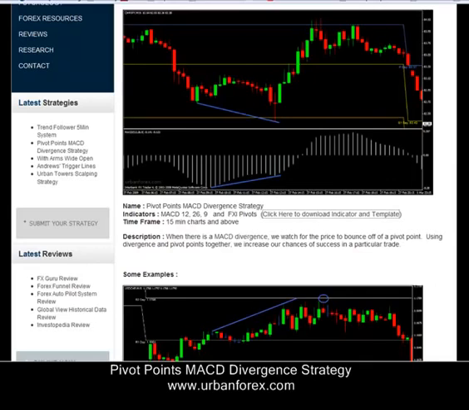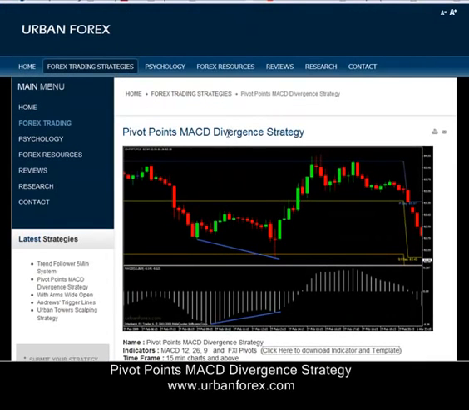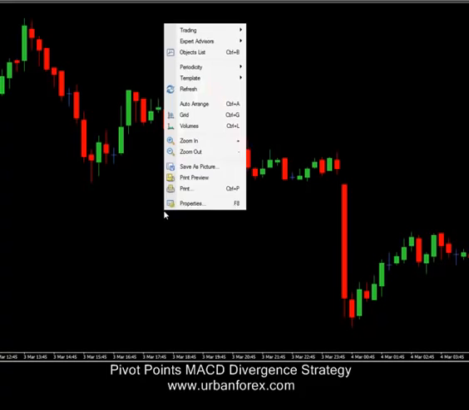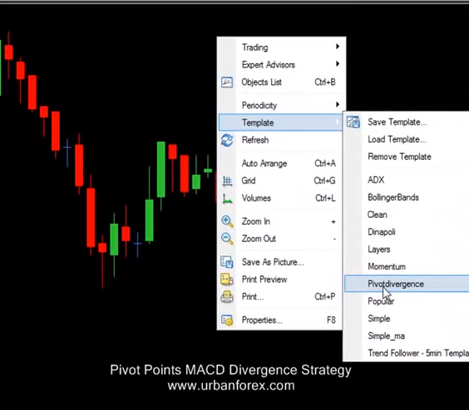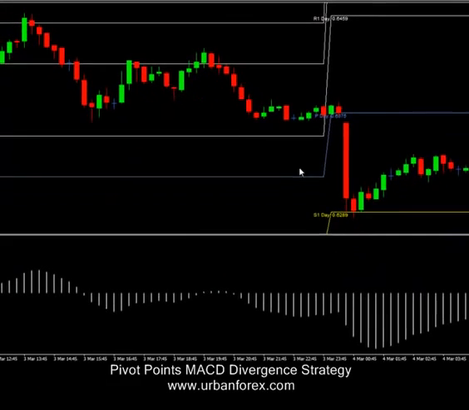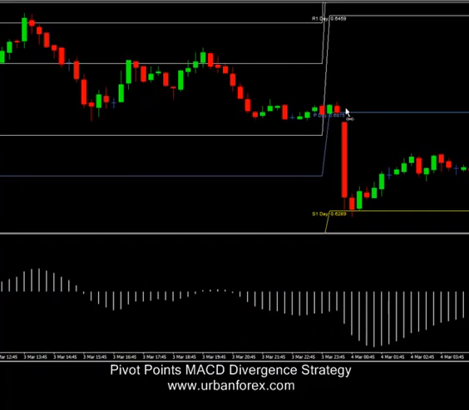If you do not know how to do that, you can always go to the website, and under Forex Resources, there's MT4 tutorials. It'll teach you how to do that. Okay, so I've already preloaded them. I'm just going to right click anywhere on my chart, go to template, and I have my pivot divergence right there. I'm going to click that, and I'm on my Australian dollar, US dollar 15-minute chart.